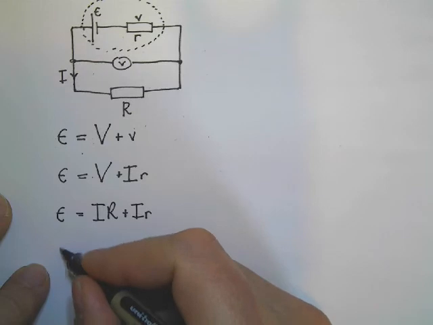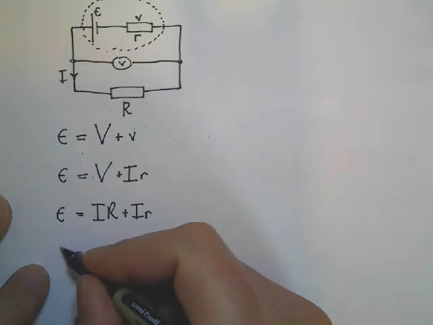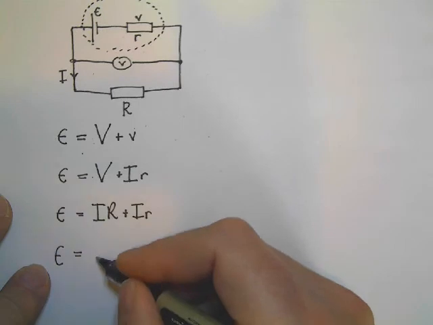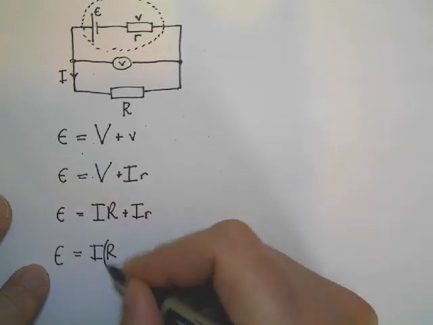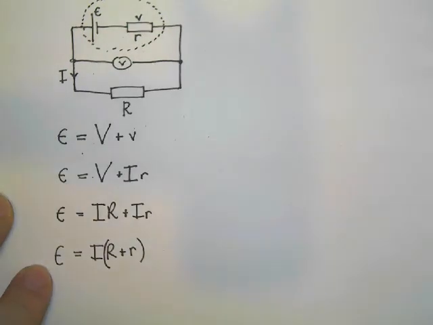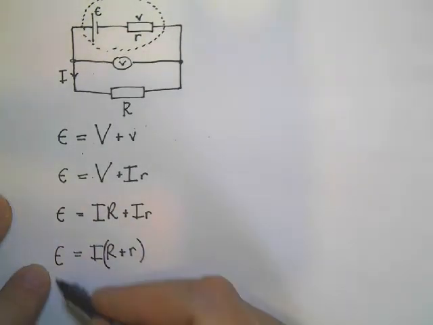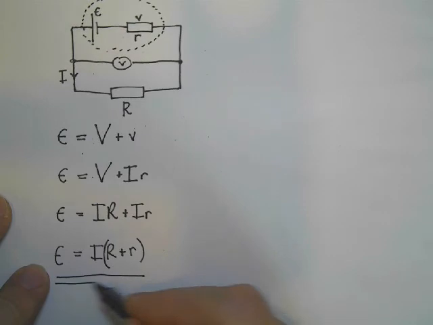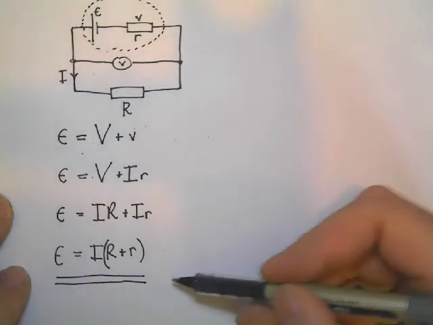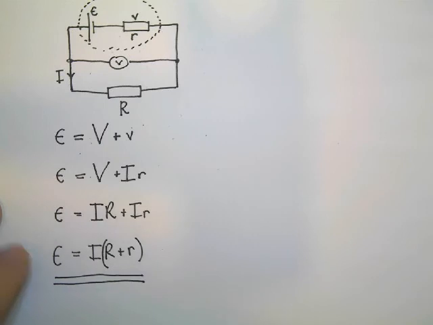You could then just change this, and this is the way you would normally see it. I think this is the way it is on your equation sheet, that the EMF equals I times the bracket of R plus r. And that's the circuit equation. And basically everything to do with EMF involves you using some form of all of these. They're all basically saying the same thing.